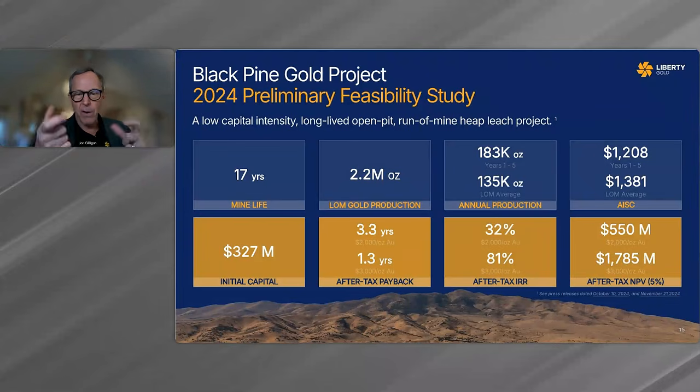And to give you a sense of the torque here, a $100 movement in the gold price puts approximately $125 million onto NPV. So we see tremendous upside opportunity in a rising gold environment for these deposits to really shine. Modest initial capital, 327 to get in.